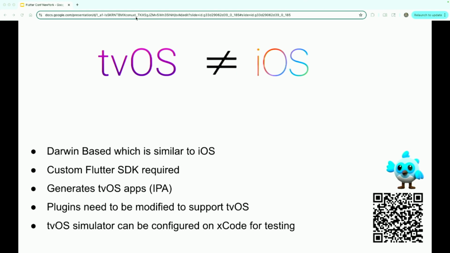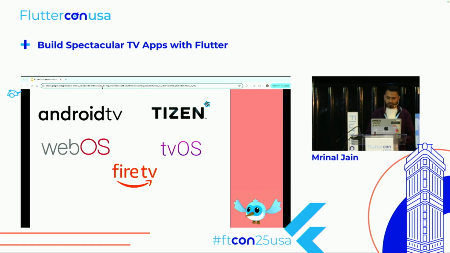This is the process which is available, and there is a link to the blog which I have mentioned over here in the QR code. It has a detailed explanation of how I can build Flutter applications for tvOS. It's a long process, can't be covered in a simple talk, so I have added a QR code over there. So great, we have almost covered all the operating systems, and it seems like we are done.